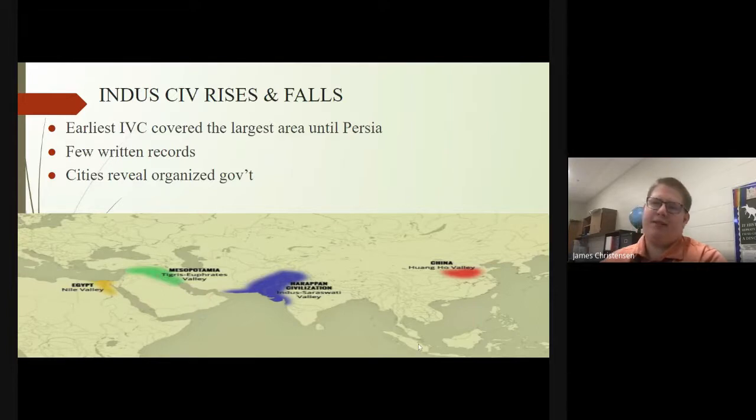So, the Indus civilizations' rise and fall. The earliest Indus Valley civilizations covered the largest area until ancient Persia, which we've talked about previously. There are very few written records that have survived from that time period, so we don't know much about that area. The ancient cities that they've discovered revealed a lot about the organized government at the time. But again, with there being a lack of artifacts or anything that we have access to, it's really hard to determine what was truly there.